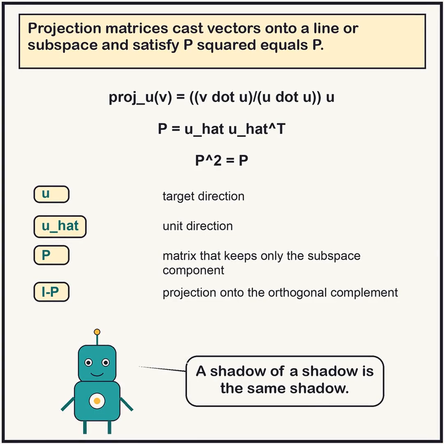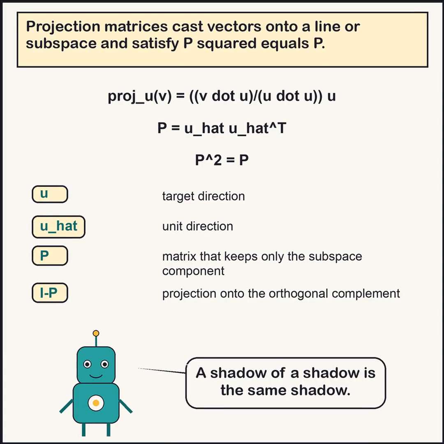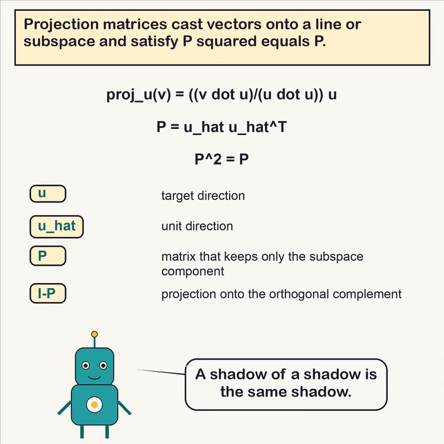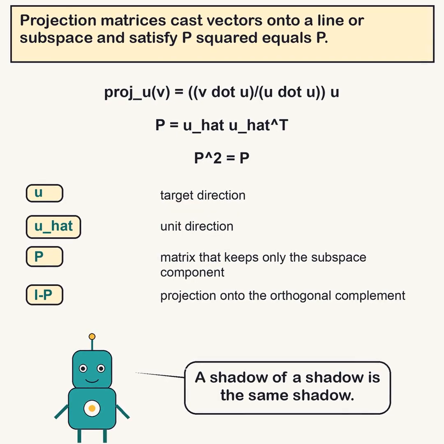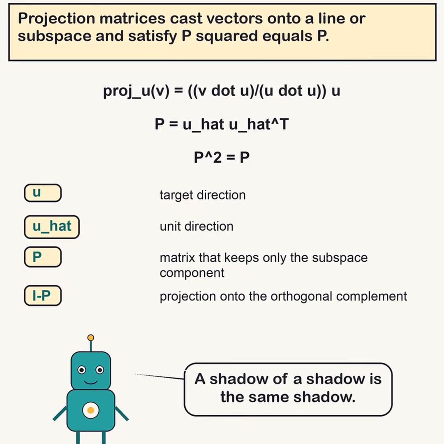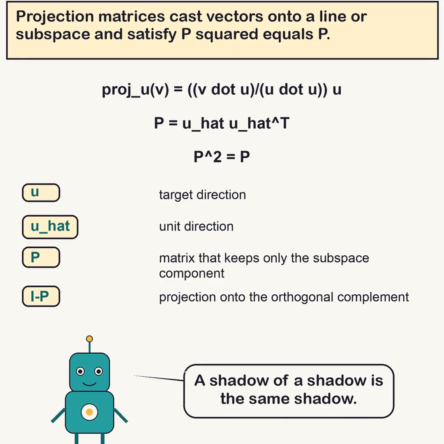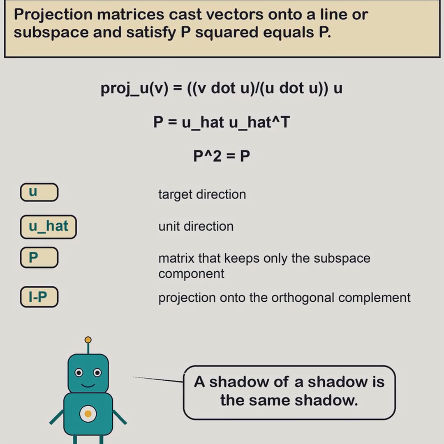A projection matrix keeps the component of a vector inside a subspace. P squared equals P because projecting twice gives no further change. Real-world analogy. Projection is like a shadow on a wall. Shining the shadow again onto the same wall does not change it.